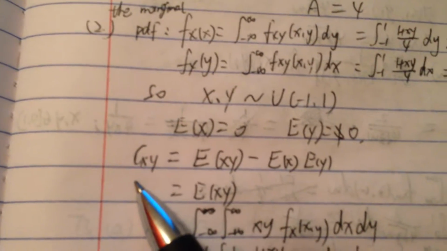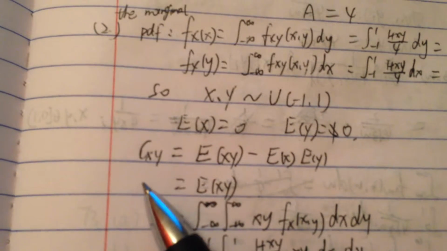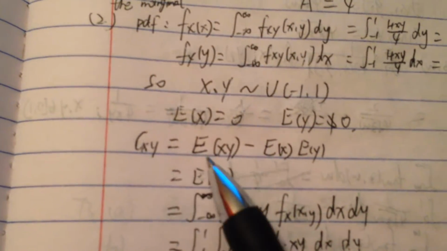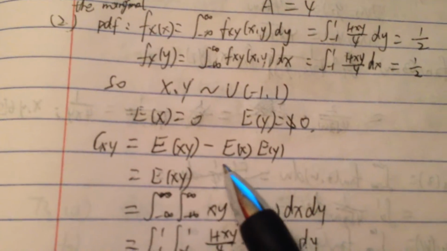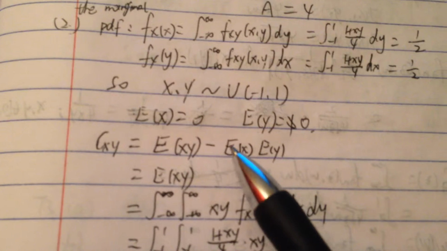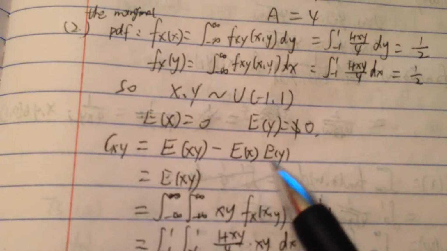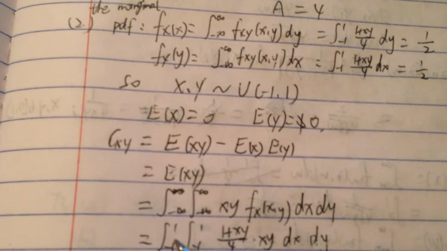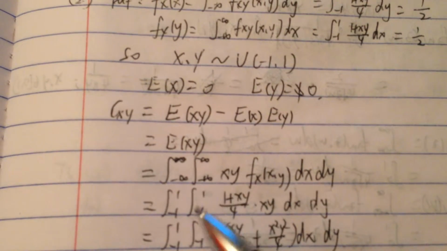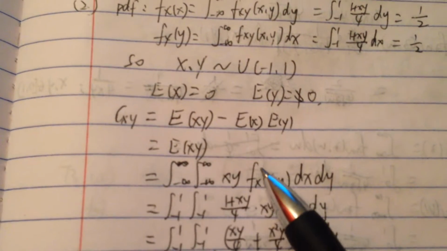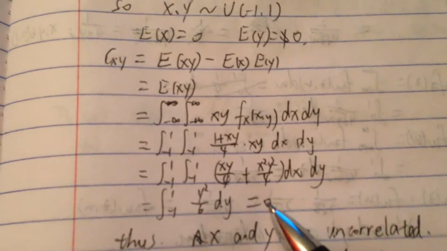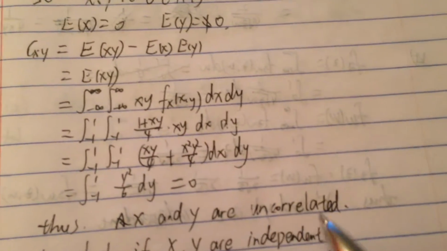According to this formula, we can calculate the covariance of X and Y. It equals the expected value of XY minus the expected value of X times the expected value of Y. Since these are 0, it equals the expected value of XY, which equals the integral of x y times the joint density function of X and Y. So we find the answer equals 0. So we can say X and Y are uncorrelated.